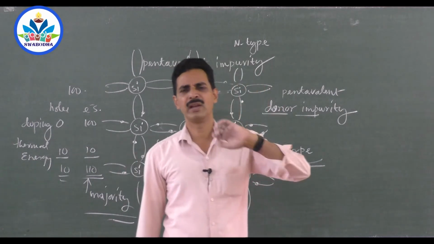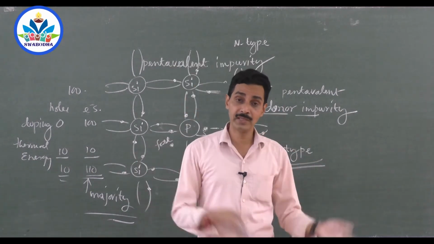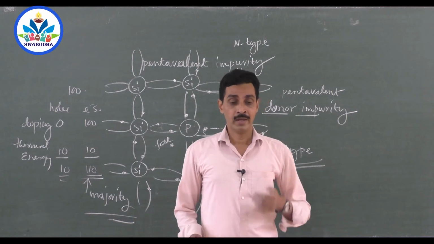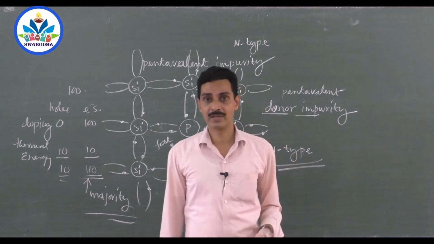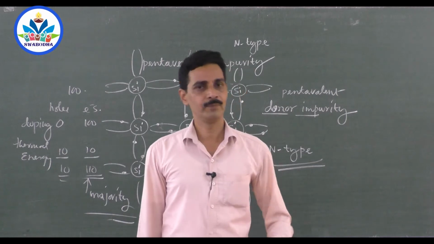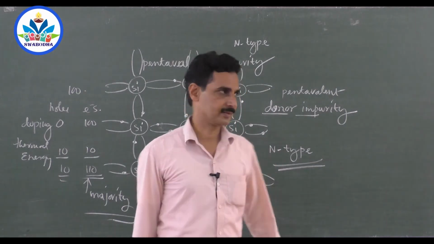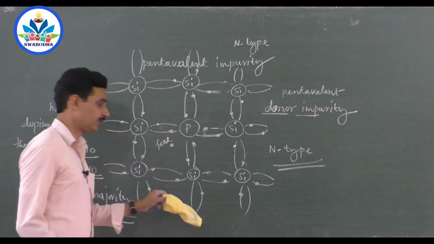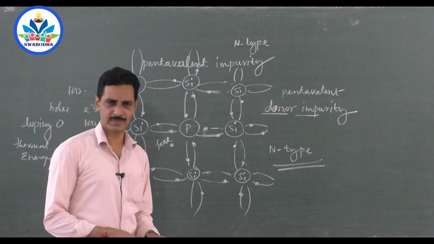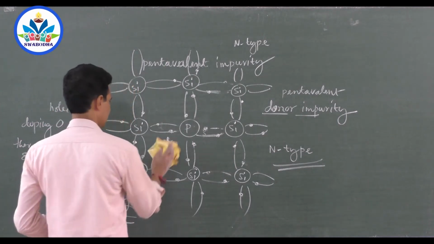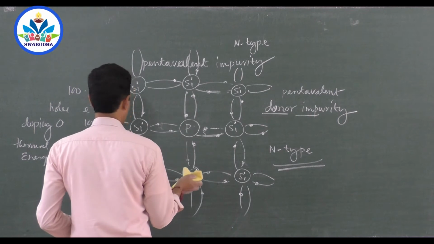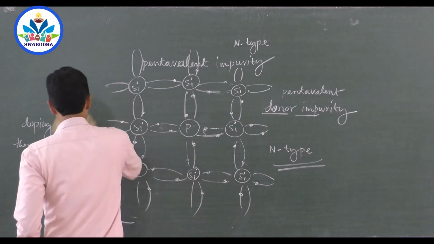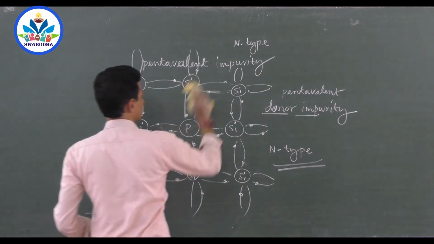But their number is very, very less because we dope it with many, many free electrons. So electrons are majority carriers in N-type semiconductor, holes are minority carriers. These differences are very important and very easy to remember. Nothing much memory is needed, ideas are needed. Now we will go to P-type semiconductor.